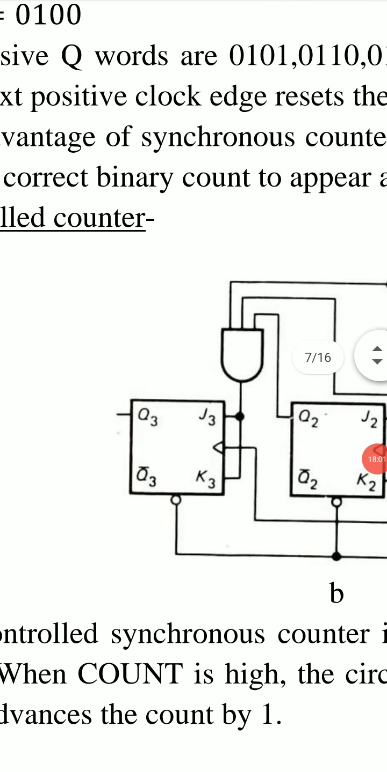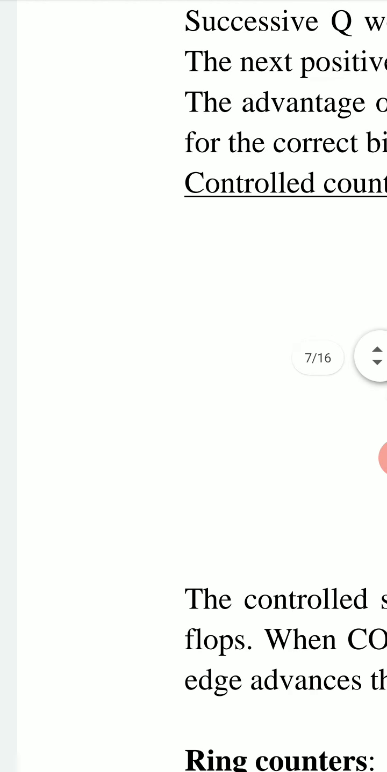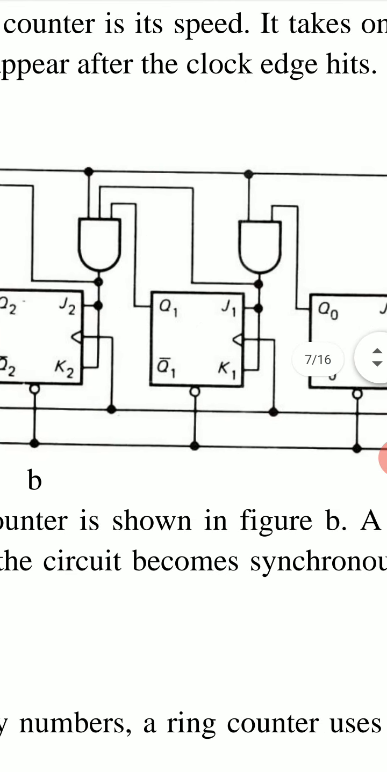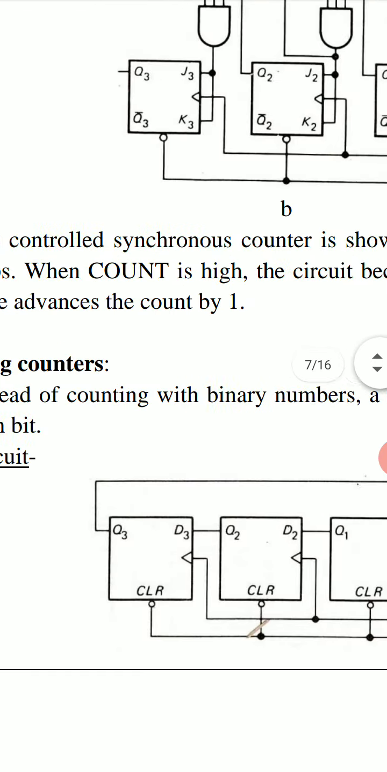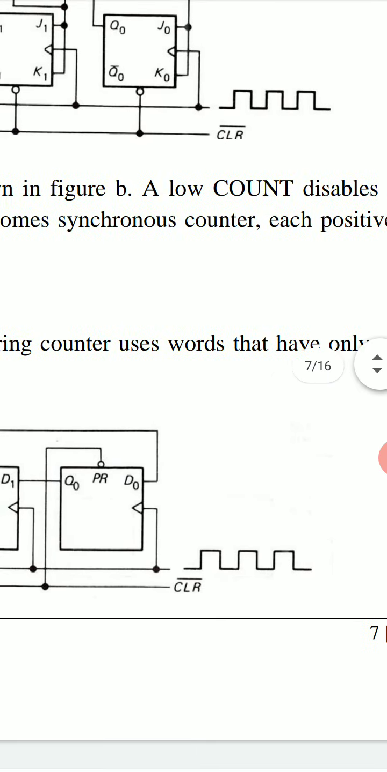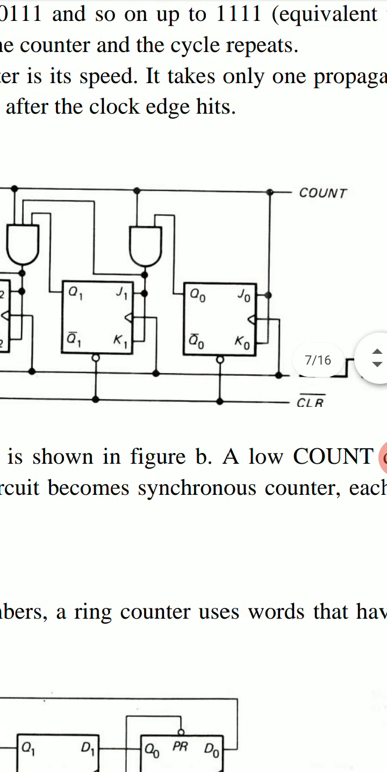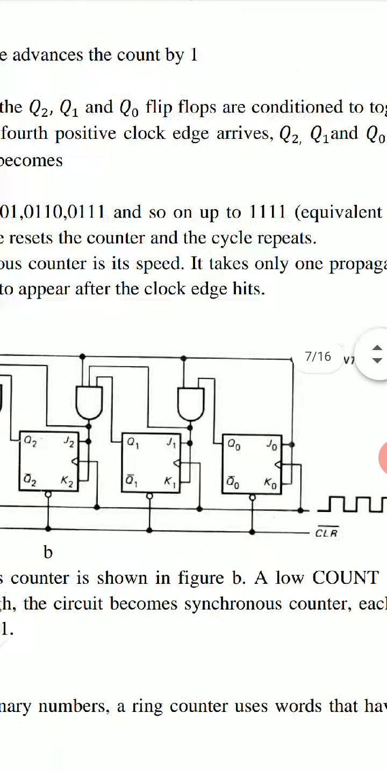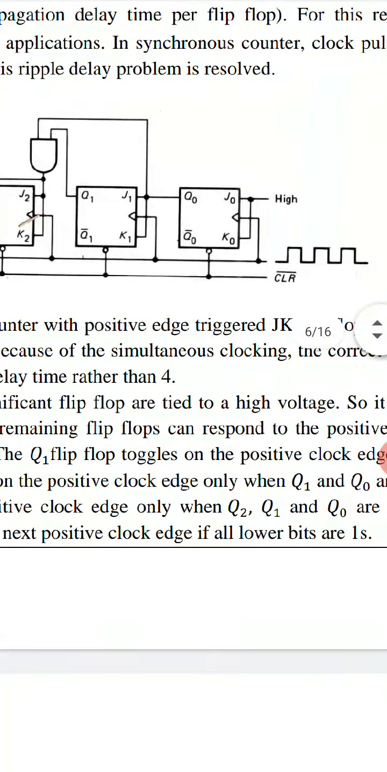The advantage of a synchronous counter is its speed. It takes only one propagation delay time for the correct binary count to appear after the clock edge hits. The controlled synchronous counter is shown in figure B. This is the circuit diagram for the controlled synchronous counter. This was the circuit diagram of the synchronous counter.